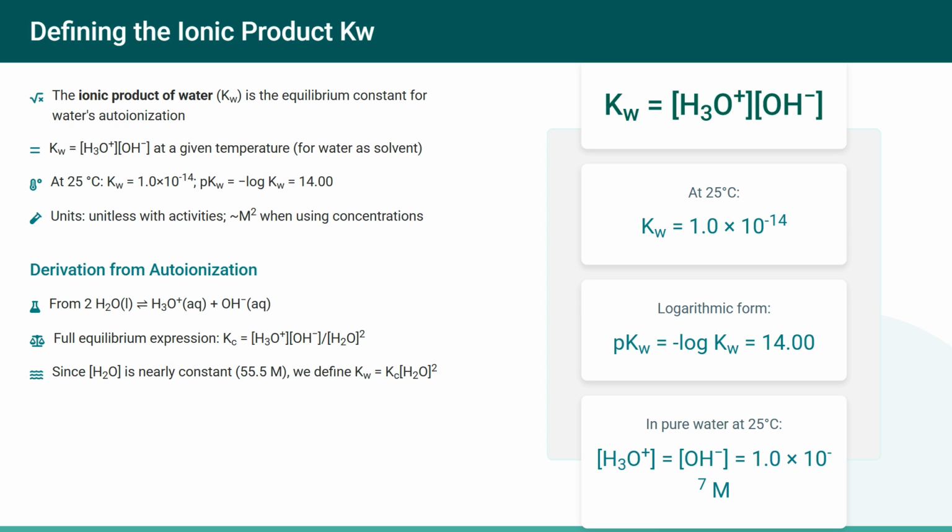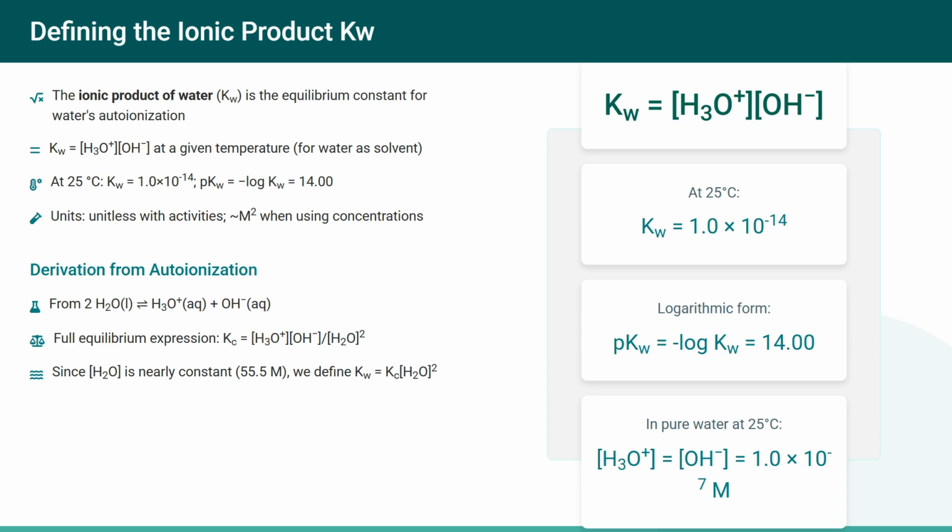So, to reiterate, Kw equals H3O+ times OH-. At 25 degrees Celsius, Kw equals 1.0 times 10 to the negative 14. The logarithmic form, pKw, equals negative log of Kw, which is 14.00. And in pure water, at 25 degrees Celsius, the concentration of H3O+ equals the concentration of OH-, which equals 1.0 times 10 to the negative 7 molar.